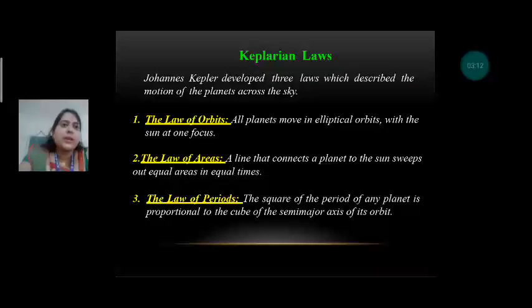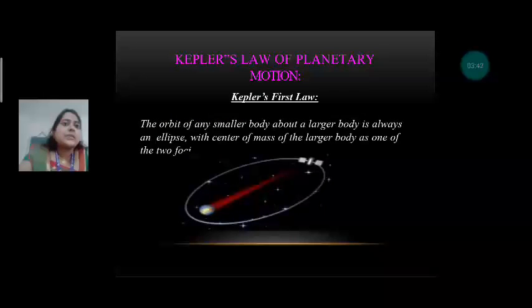The law of orbits, where all the planets that rotate around the Earth tend to follow an elliptical path. Next is the law of areas, where a line that connects a planet to the sun sweeps out equal areas in equal periods and equal planes. The law of periods states that the mean body distance, that is A, is directly proportional to the mean motion, that is the gravitational force that gets exerted on the satellite. So this is Kepler's first law.